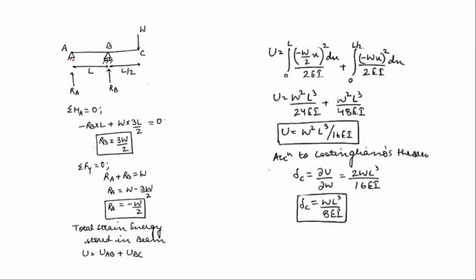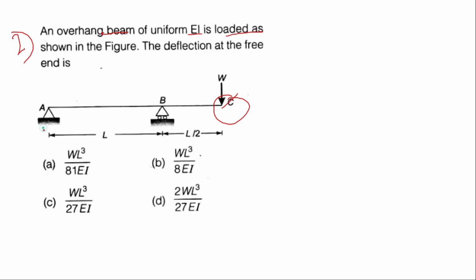Let's take it. This is a beam which was given, and the load was acting at C. The beam AB has length L and this distance is L by 2. These are the supports. If we take this reaction as RA and this reaction as RB.